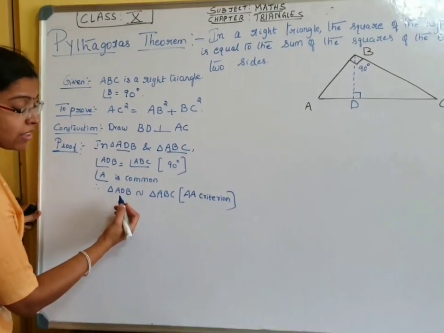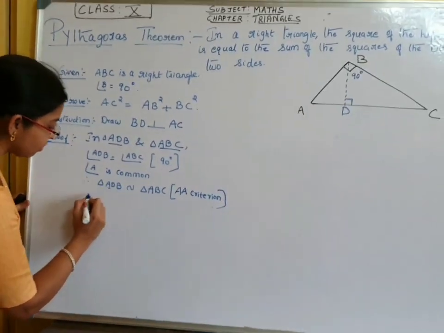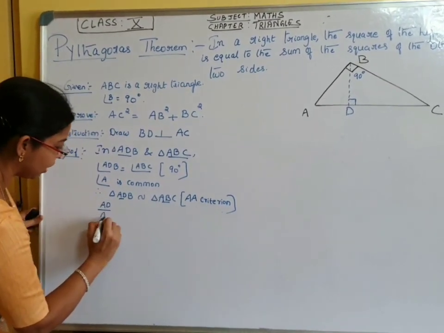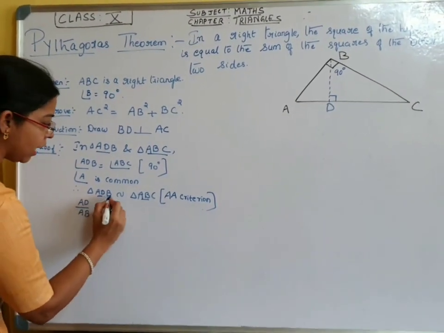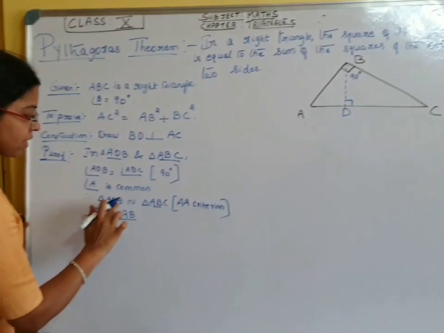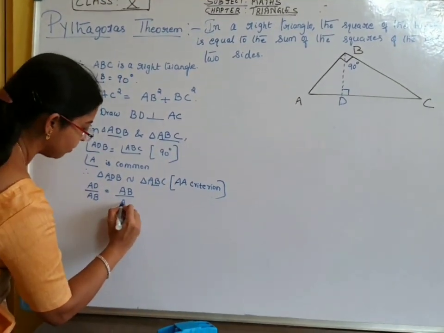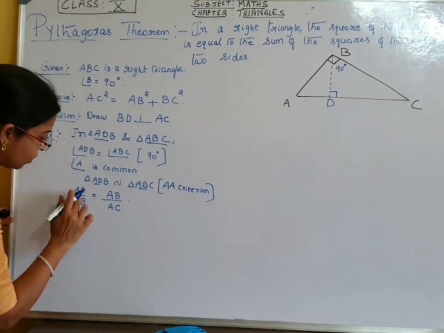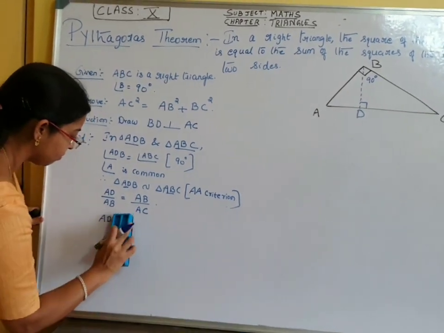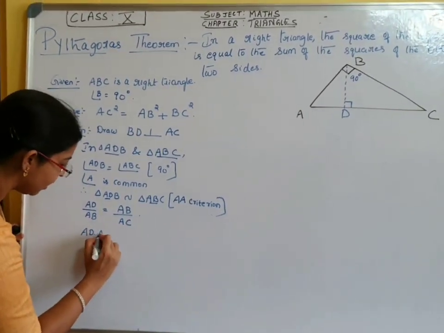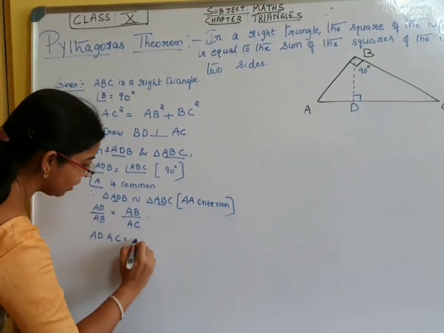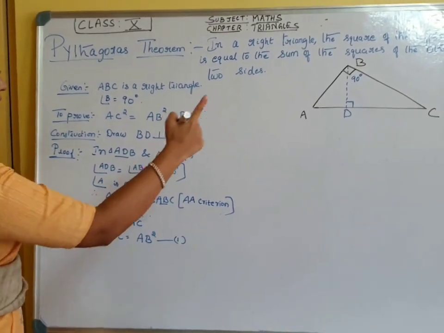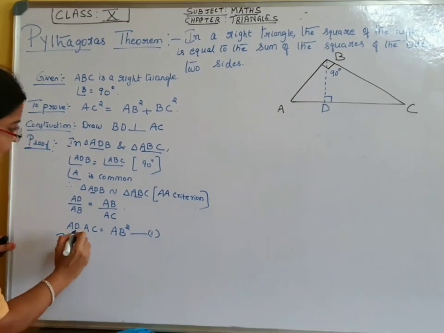Now we can write that the corresponding sides are proportional. AD by, what is the corresponding side for AD? It is AB, equal to AB by, the corresponding side for AB will be AC. Now we can cross multiply: AD into AC is equal to AB into AB, which is AB square. Name this equation 1.